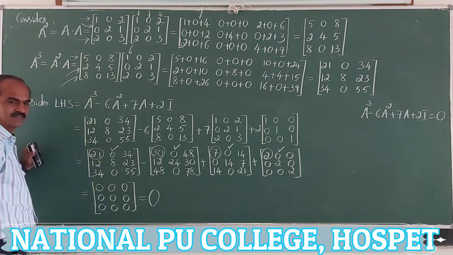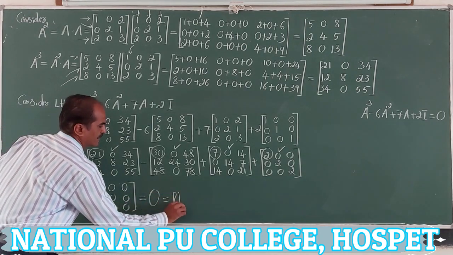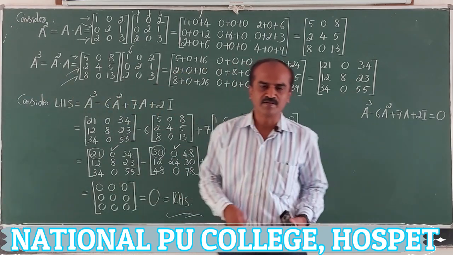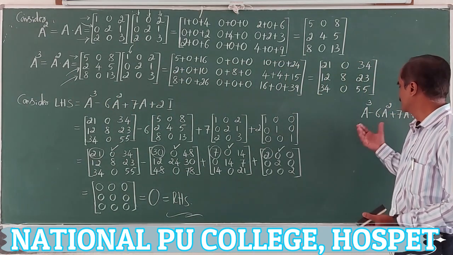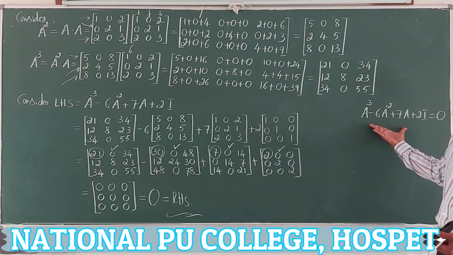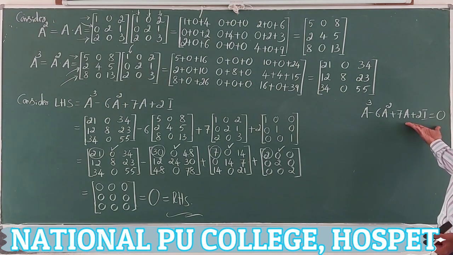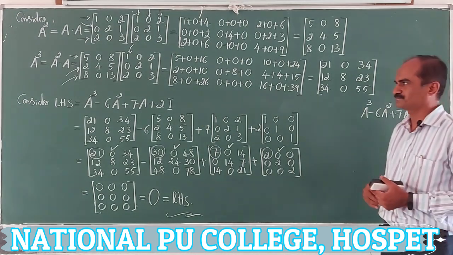Nothing but it is null matrix. Hence required RHS. So we have shown that the given matrix is satisfying the equation, that is matrix equation A cube minus 6A square plus 7A plus 2I is null matrix.